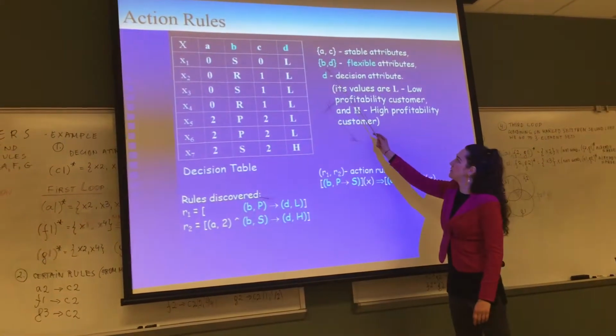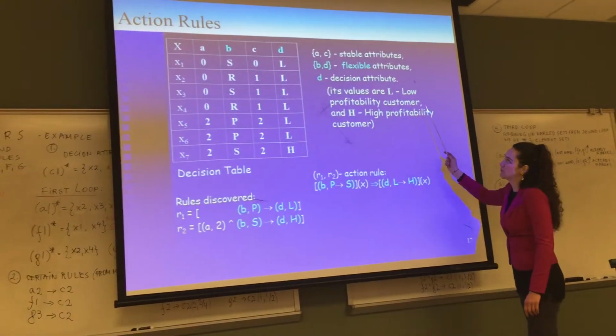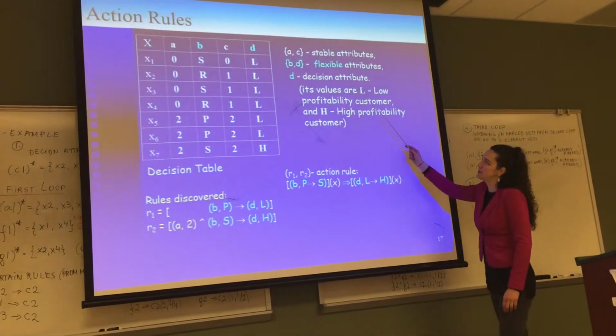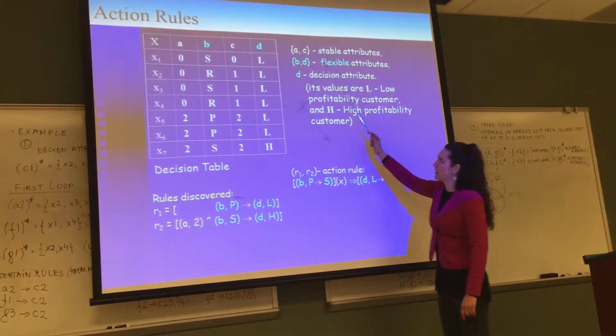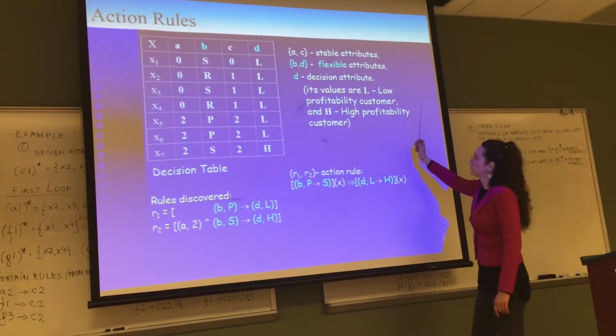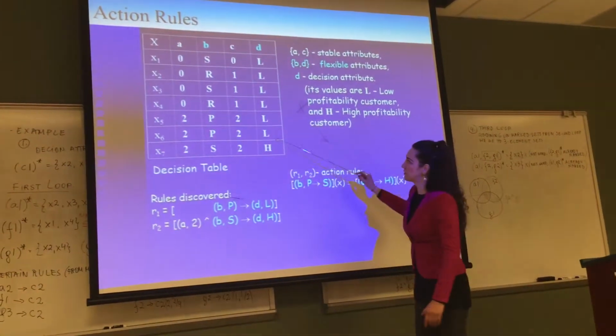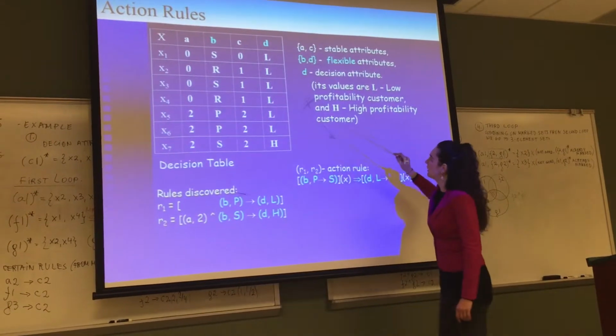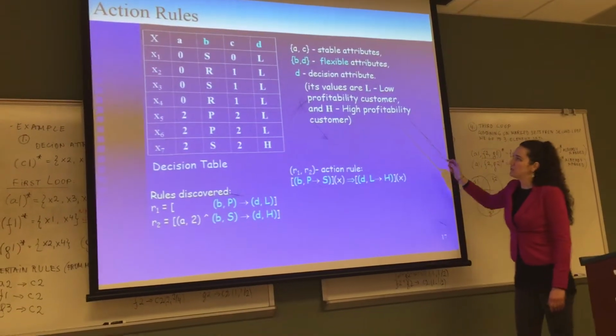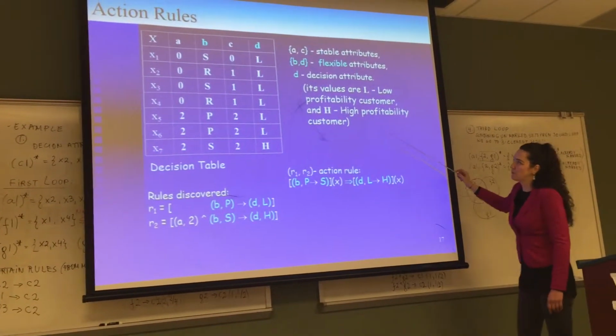The blue ones, B and D, are flexible attributes. D is a decision. The rest of them, A and C, are stable. The values for decision are L and H. L means low profitability customer and H means high profitability customer.